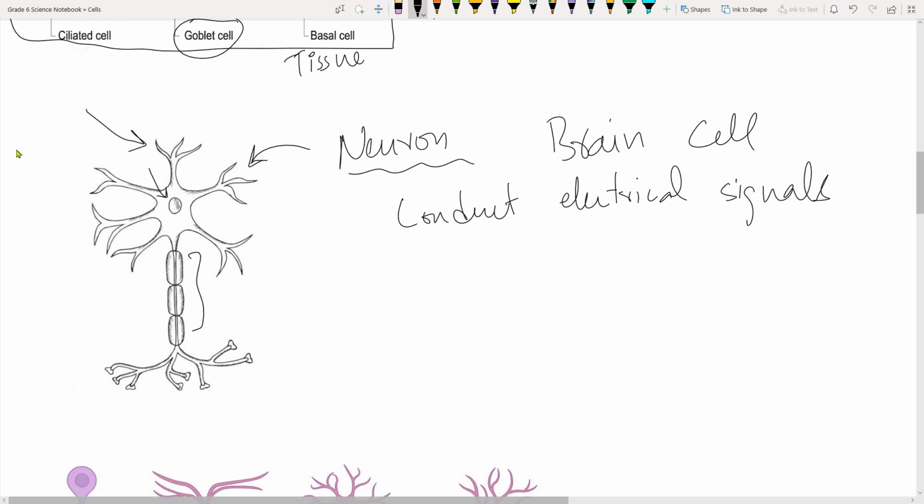So basically, these are the dendrites, the branches. This is the nucleus that I've marked, and this is the axon. Again, these are the dendrites, the lower ones, and they connect to each other to conduct electrical impulses.